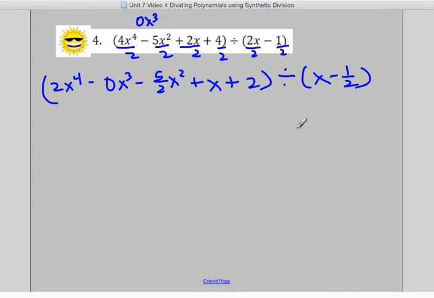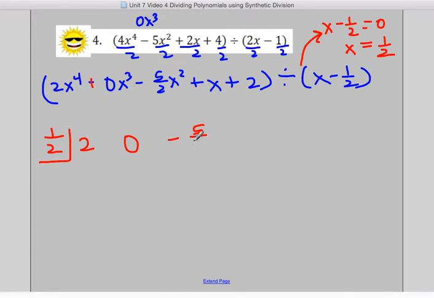Okay, to figure out what I put in my box, I take x minus 1/2 is equal to 0, so I put in positive 1/2. So 1/2, I have 2, 0, minus 5 over 2, 1 and 2. And I do my process of synthetic division. Bring down the 2.